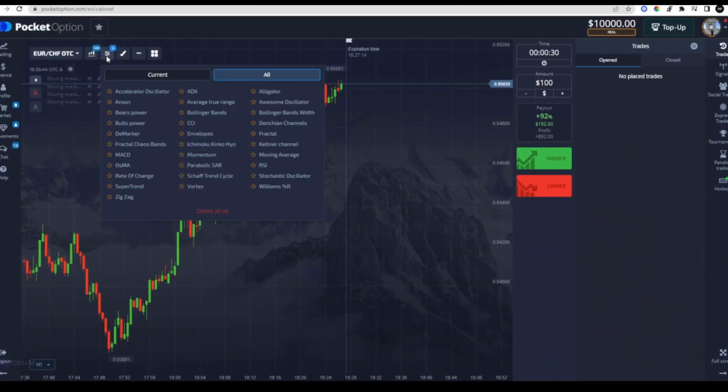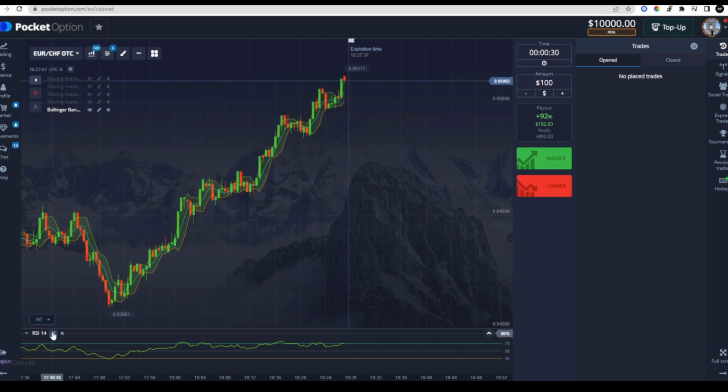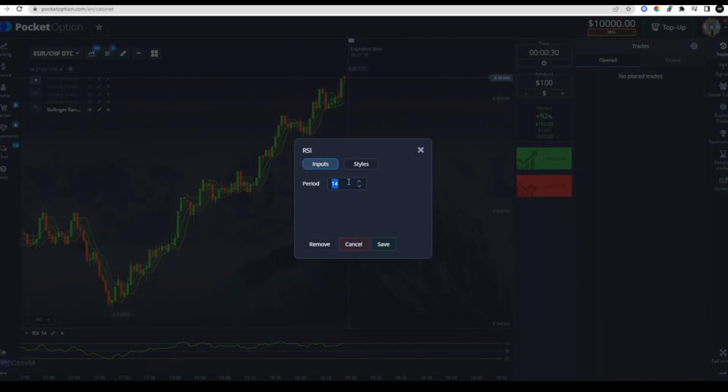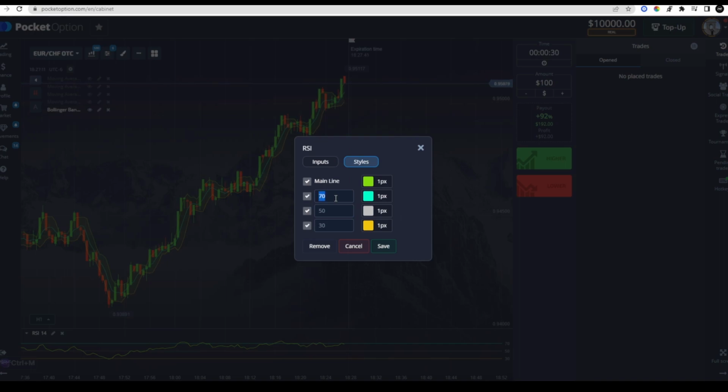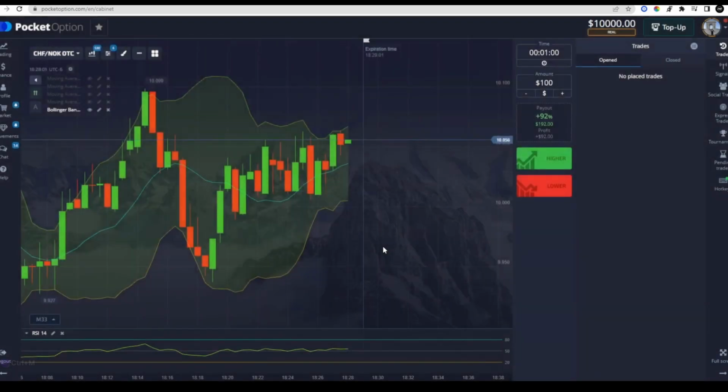Let's add the Bollinger bands again, and let's add the RSI indicator. Let's go to the settings of the RSI and change the period from 80 to 20. Then let's change the Bollinger bands to 14 and 2.